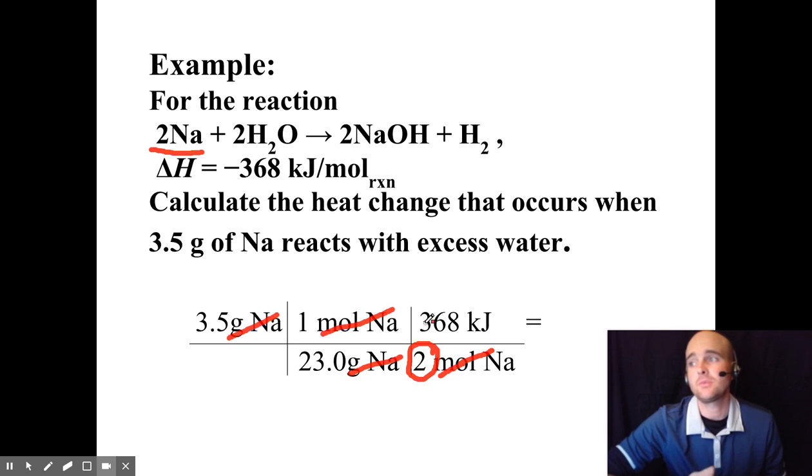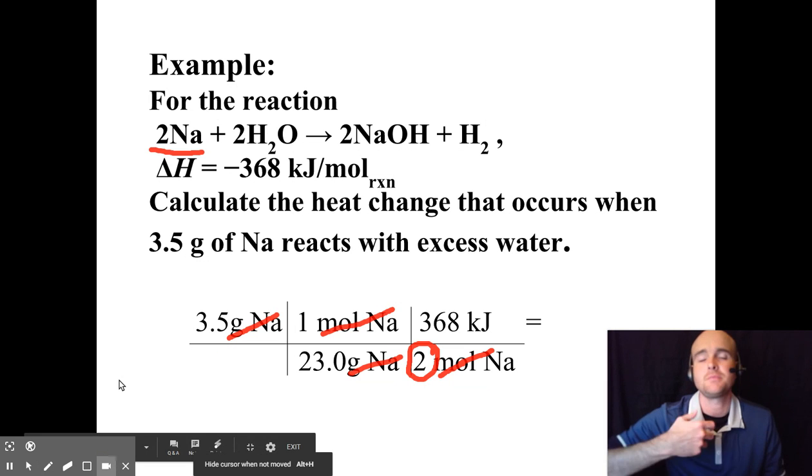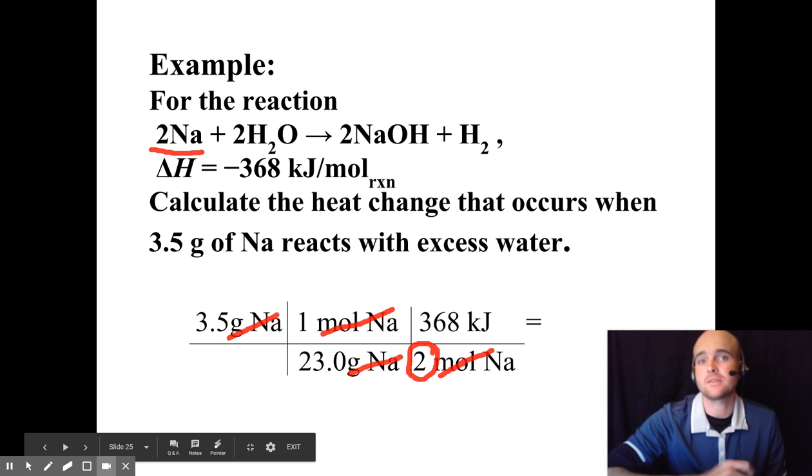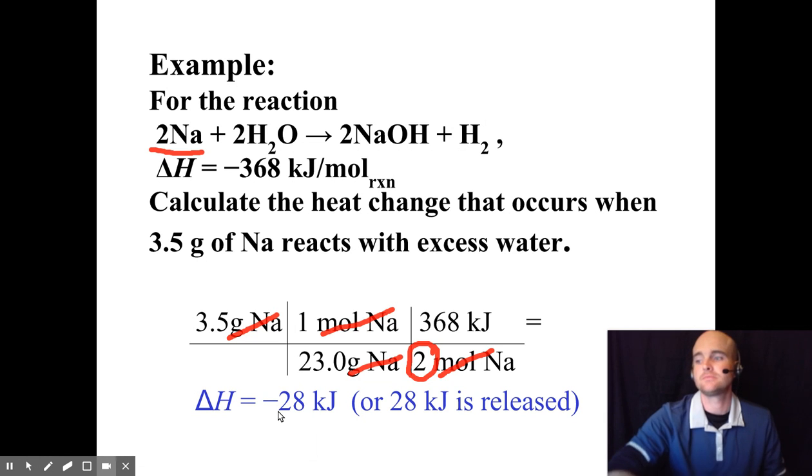I don't have to worry about the sign when I do these stoichiometry calculations. It just means the heat is flowing out of the system. But actually, I do need to worry about the sign. I just left it out here. In my final answer, it still should be a negative 28 kilojoules.